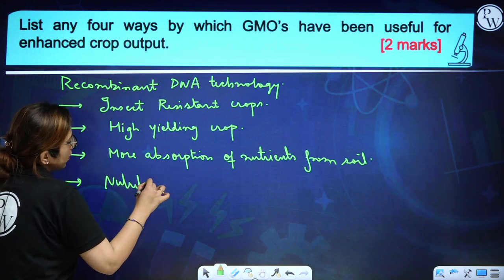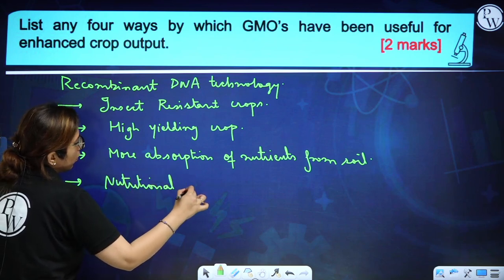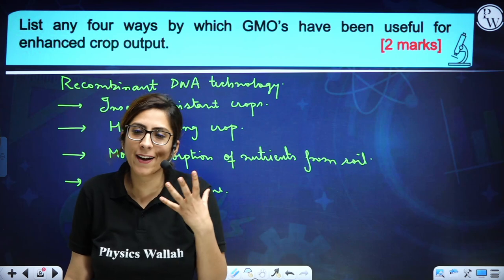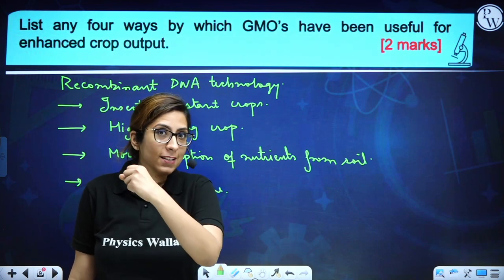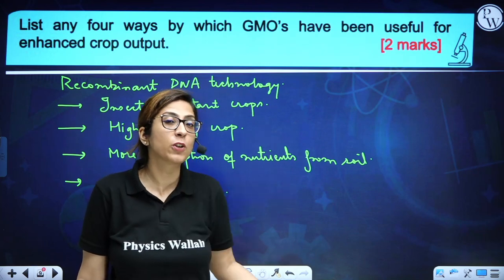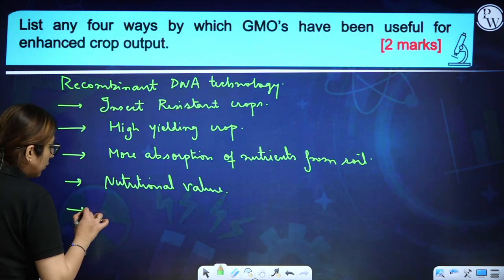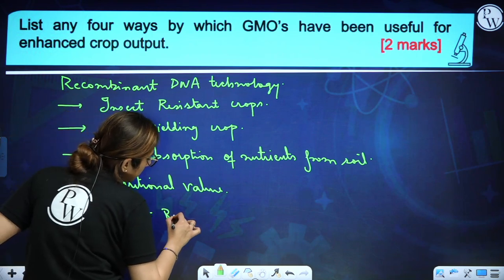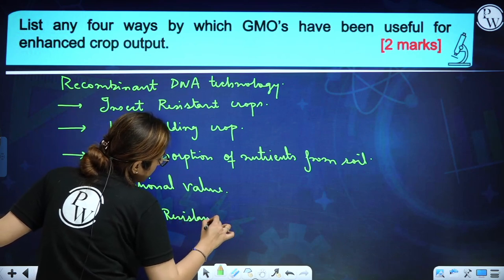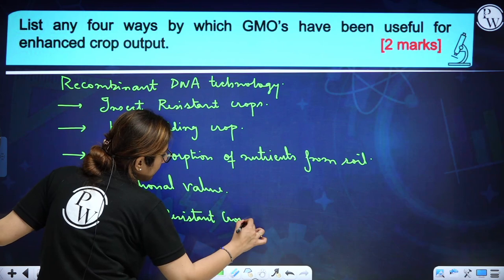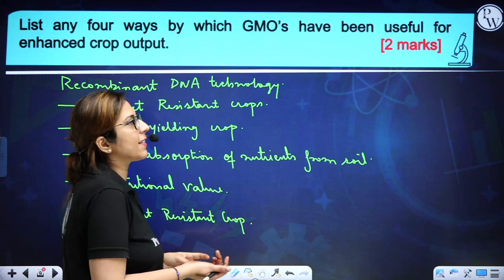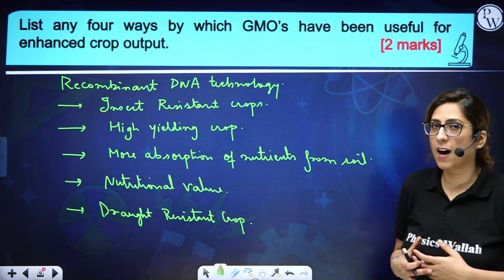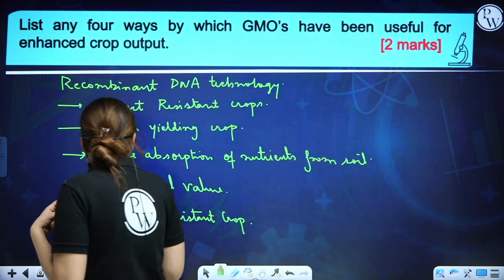The fourth thing is nutritional value. We have increased the nutritional value. Today we have golden rice available with us, with vitamin A, you remember? So that's the example you can take. Drought resistant crops. We have created drought resistant crops. Isn't it amazing? So these are the points you can write as far as recombinant DNA technology, which gives us the genetically modified crops, are concerned.